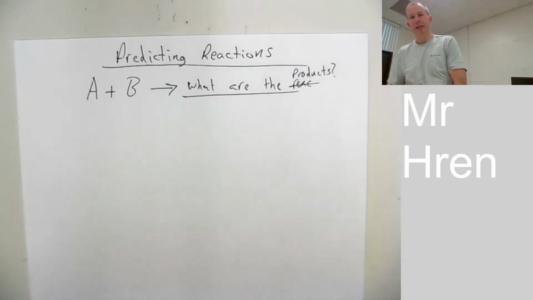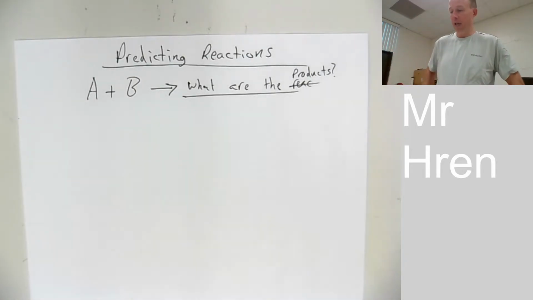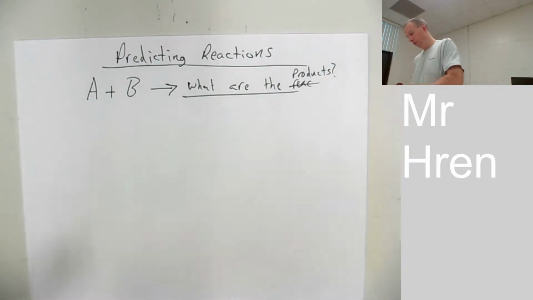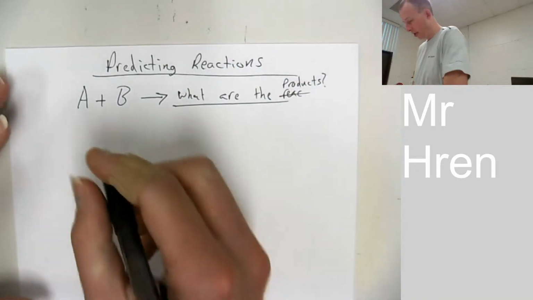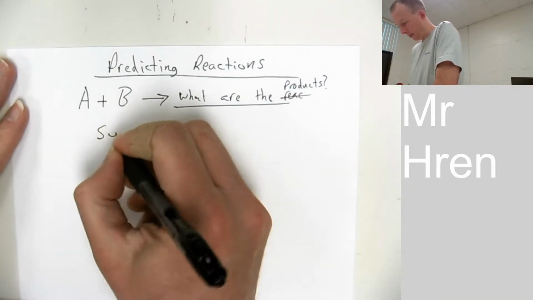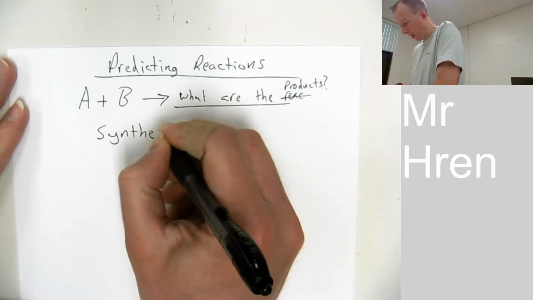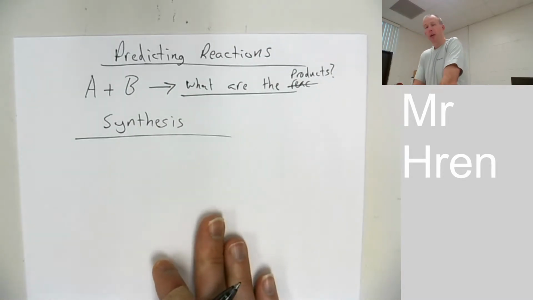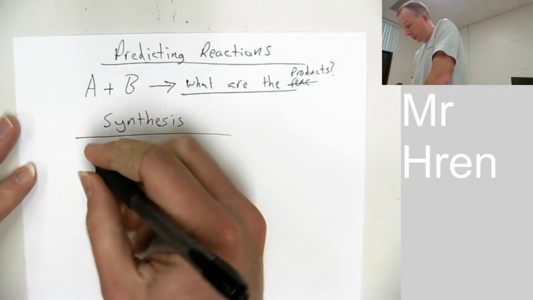Instead, we're going to spend a lot more time on the two specific types for the next few weeks. So these are just sort of more general things that we'll refer to a little bit. So the first type of reaction that we're going to look at is synthesis. So how to predict a basic synthesis reaction. Really simple. Let's look at a really simple synthesis reaction.